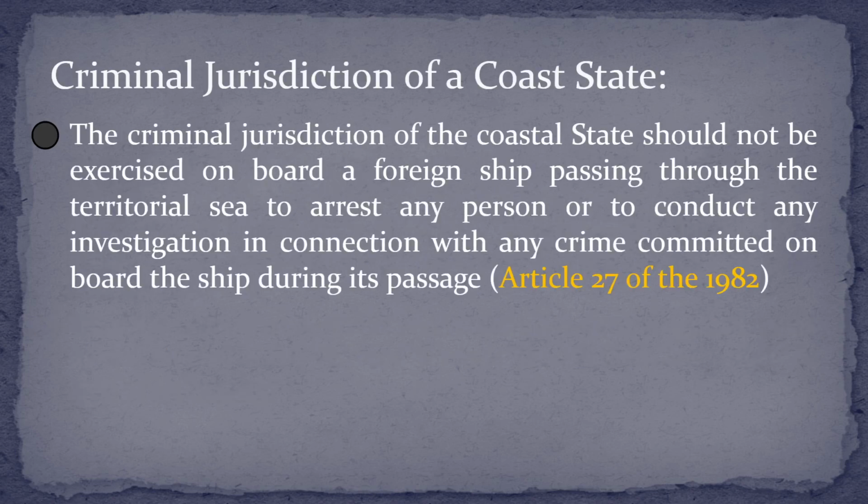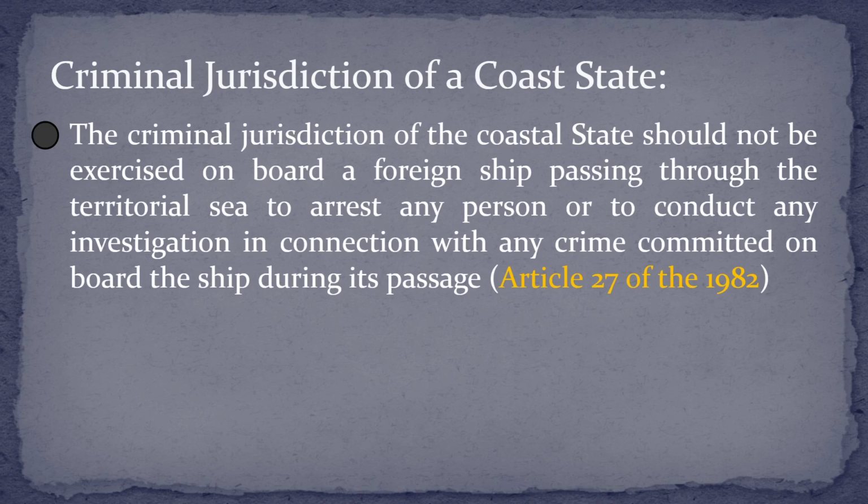So now let's talk about the criminal jurisdiction of a coastal state. The criminal jurisdiction of the coastal state should not be exercised on board a foreign ship passing through the territorial sea to arrest any person or to conduct any investigation in connection with any crime committed on board the ship during its passage. Article 27 of the 1982 Convention.